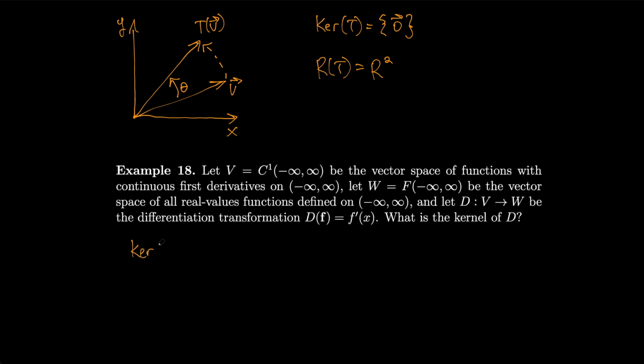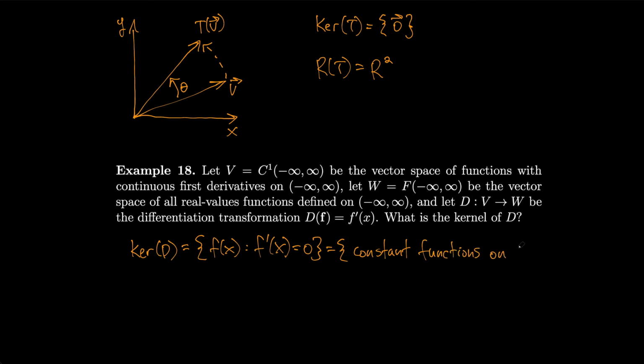Well, the kernel of D is everything D sends to 0, so that's all of the functions f of x such that the derivative f prime of x is equal to 0. Well, we know what functions have derivative 0. That's the set of constant functions, right? And the derivative of any constant is 0. So the set of constant functions on the interval minus infinity to infinity, the real line, is everything the derivative sends to 0, so that's the kernel of D.